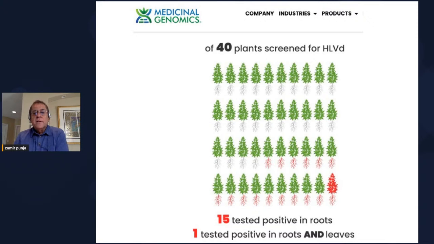And similarly, Medicinal Genomics came out with a similar finding. What they found, as you can see here, 15 samples from roots that were positive, and only one sample that was positive in the leaves. And again, the recommendation they made is that you can really much easier find hop latent viroid in the roots as you would compared to the leaves. And I'll come back to this in a minute as to why we're seeing so much of the viroid in the roots.